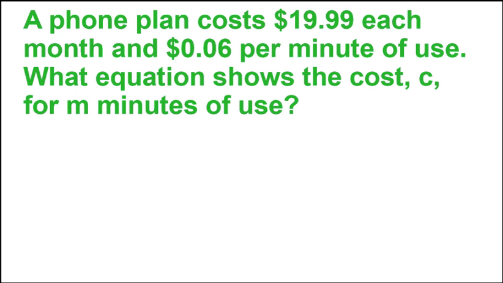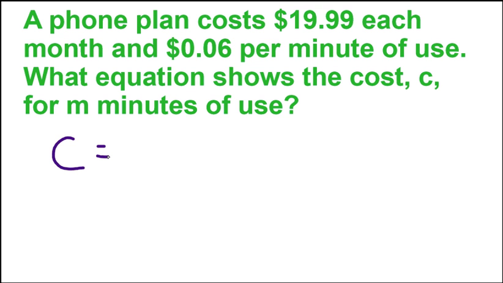So this problem here says a phone plan costs $19.99 each month and 6 cents per minute of use. What equation shows the cost C for m minutes of use? So your cost is what you're looking for. That's your total cost. So that means this equation would be, starting off, C equals, because we're trying to calculate the cost.